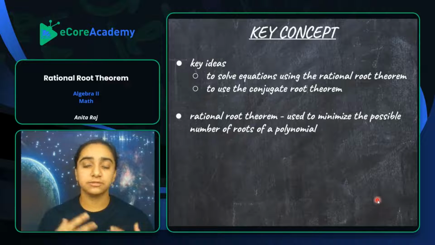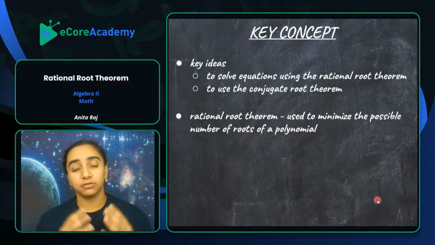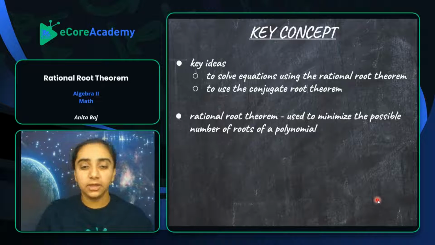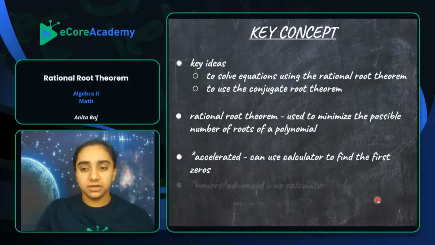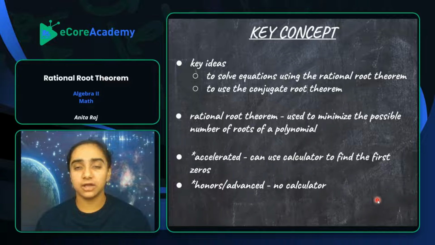So the rational root theorem is supposed to save us time when we cannot factor a really large polynomial by guess and check method. And I just wanted to throw this in there as well. Depending on whatever Algebra 2 class you're taking, because often high schools, especially in the United States, will offer different levels of Algebra 2. If you're taking more of a college prep or accelerated class, meaning a bit of a lower level Algebra 2 class because maybe math's not your strong suit, and that's perfectly fine, you are going to be allowed to use a calculator to find the first zeros.